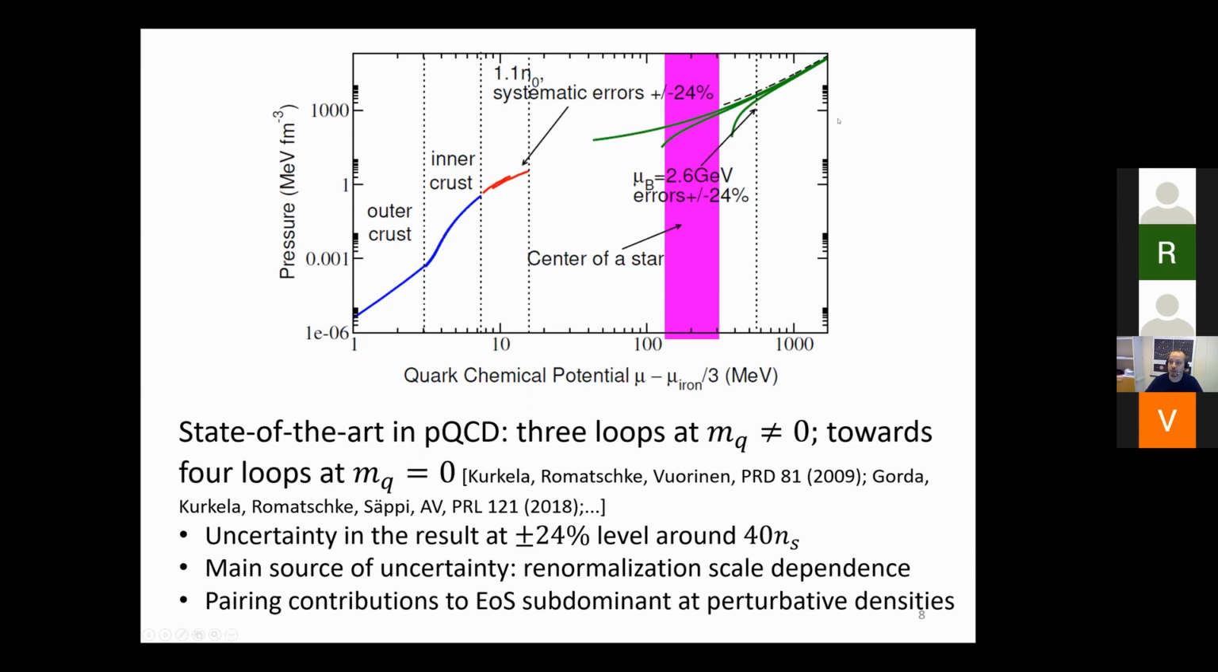And here the main uncertainty in the perturbative equation of state comes from the renormalization scale dependence of the result, which is something that we are very much working on diminishing with people like Tyler Gorda and Aleksi Vuorinen and Saga Säppi.